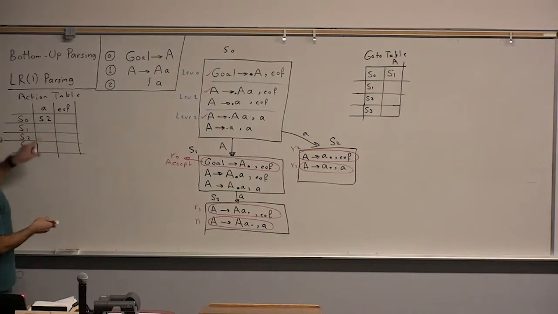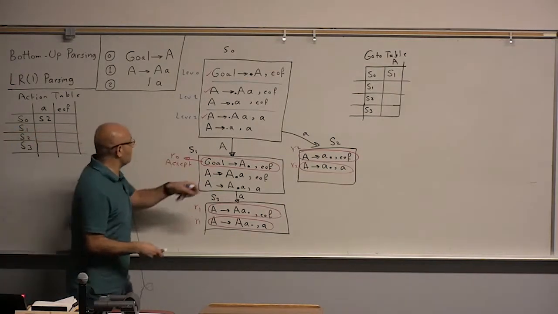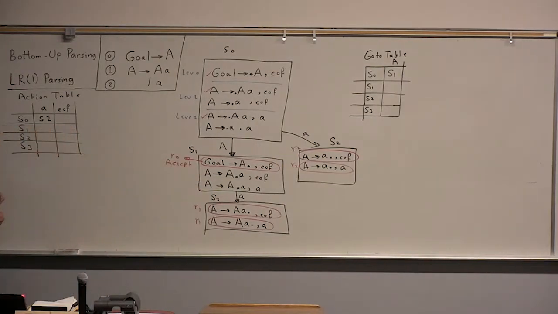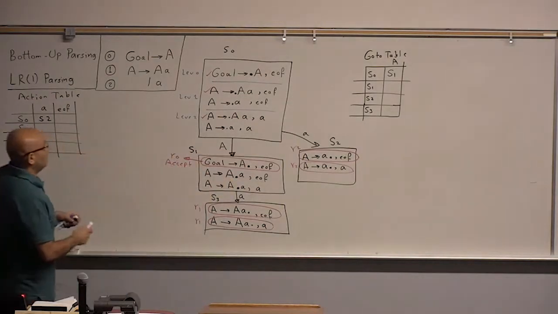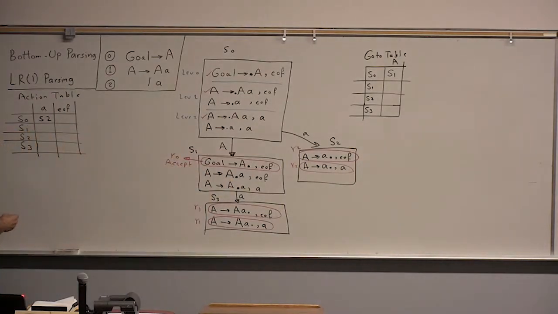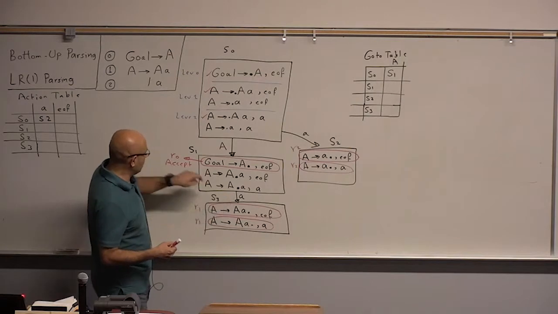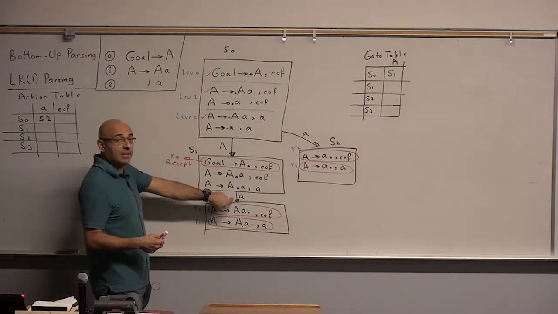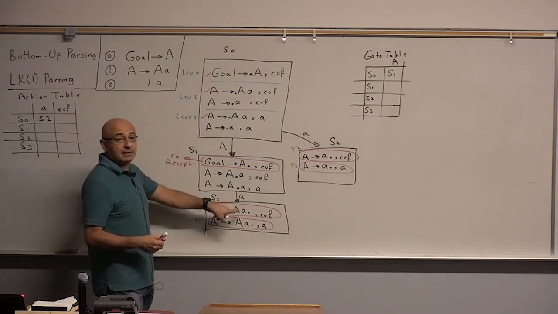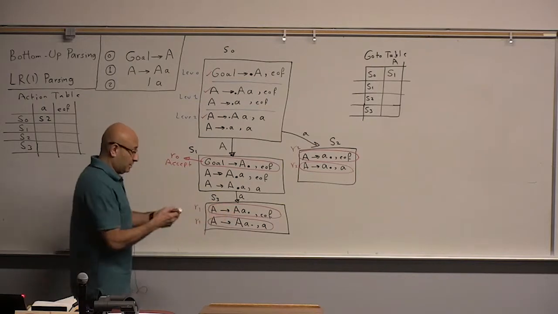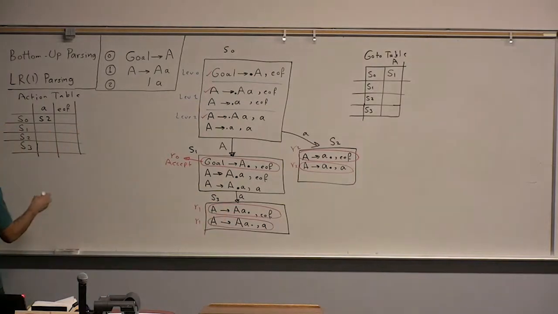OK, so now the only action that is valid is a shift. For S1, if I get an end of file here, there is no transition on an end of file, and there is no reduction. If I'm in S1 and I get an A, I just follow this. This is S1 and this is the transition on A. If I transition to another state, this is the shift. So I shift and go to S3.